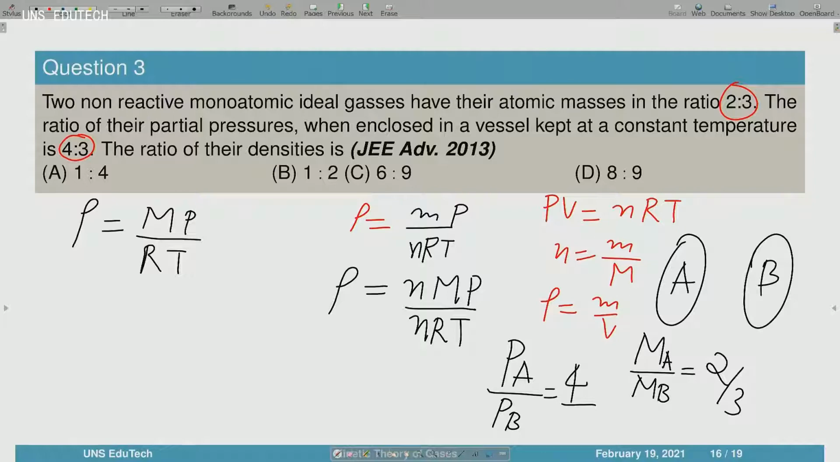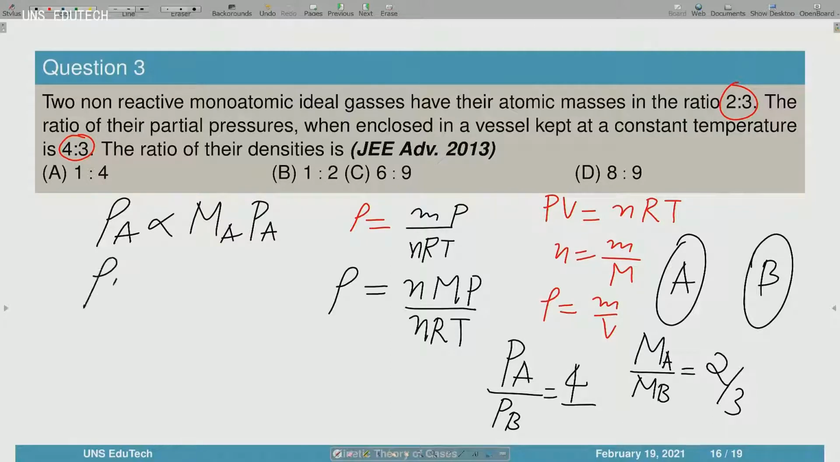Assume that this one is rho A, with MA and PA, at the same temperature. At constant temperature, we can directly write rho proportional to M into P. So rho A will be proportional to MA into PA, and rho B will be proportional to MB into PB. Same as the previous question, but you have to understand the concept of partial pressure.